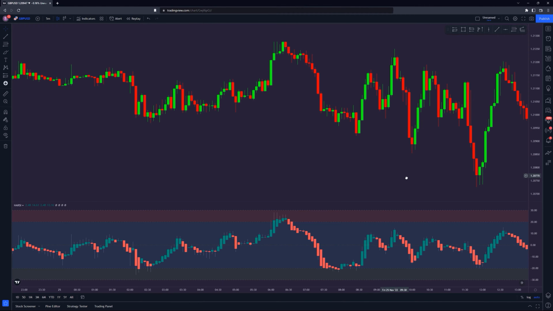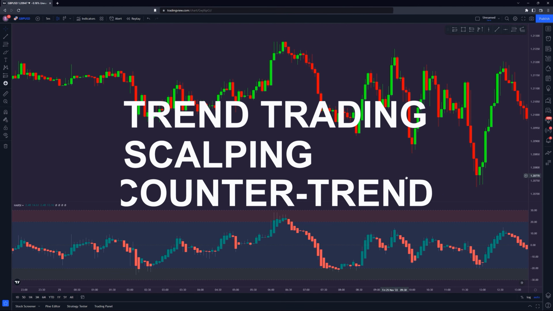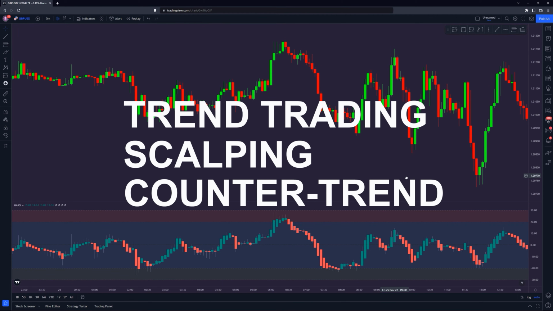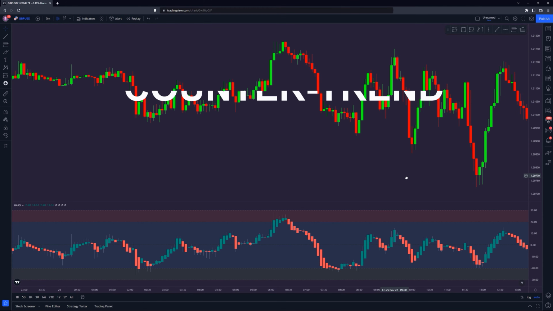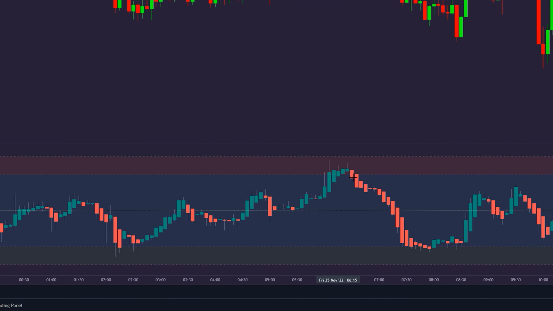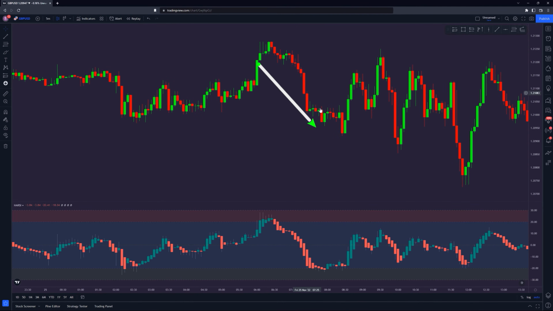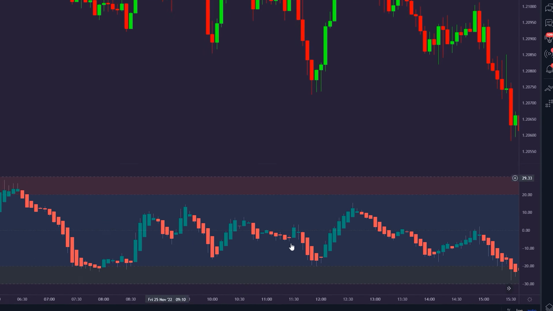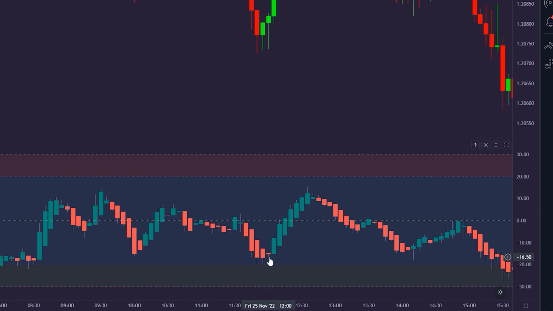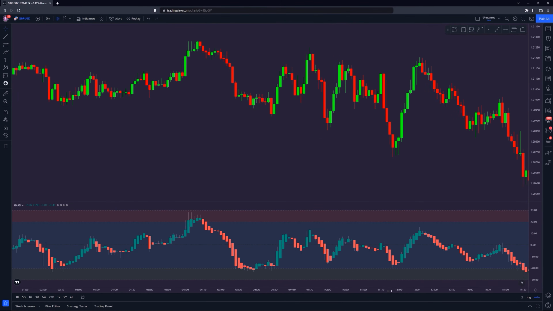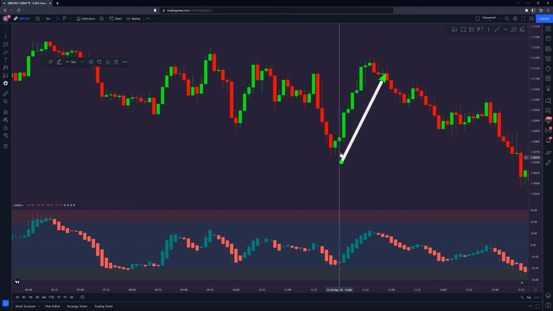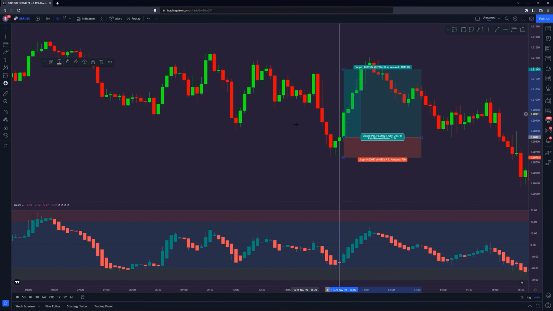This Heikin Ashi RSI can be used for trend trading entries, scalping, and counter trend trading. I will show you a few examples quickly. When the Heikin Ashi candles turn red near the overbought area, it indicates that the price is about to change direction to the downside. If the RSI Heikin Ashi chart shows a doji type candle near the oversold or overbought area, it is also a sign that the trend is changing. You can place buy or sell orders, or you can exit if you are already in a trade.